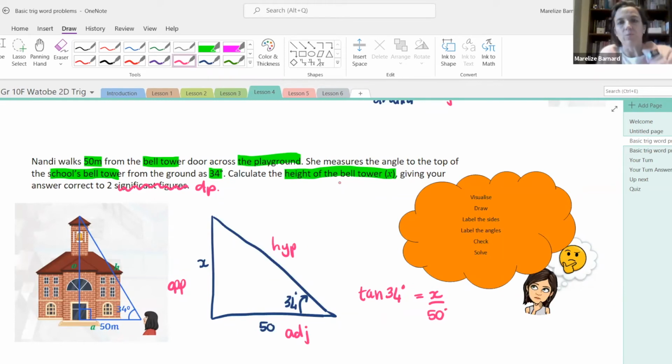Okay, and we use tan because the side that you are looking for, x, is the opposite side, and the side that's given is 50. And then times by 50 on both sides, and that gives you 50 times tan 34, and that is 33.73.